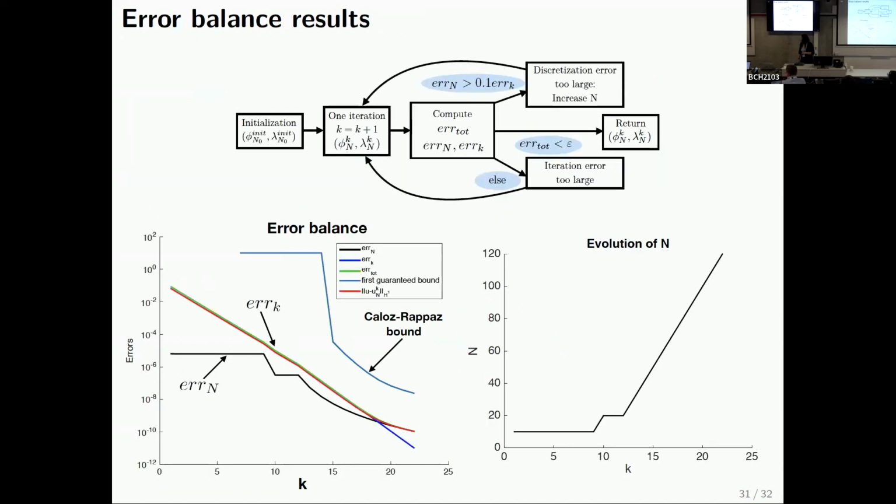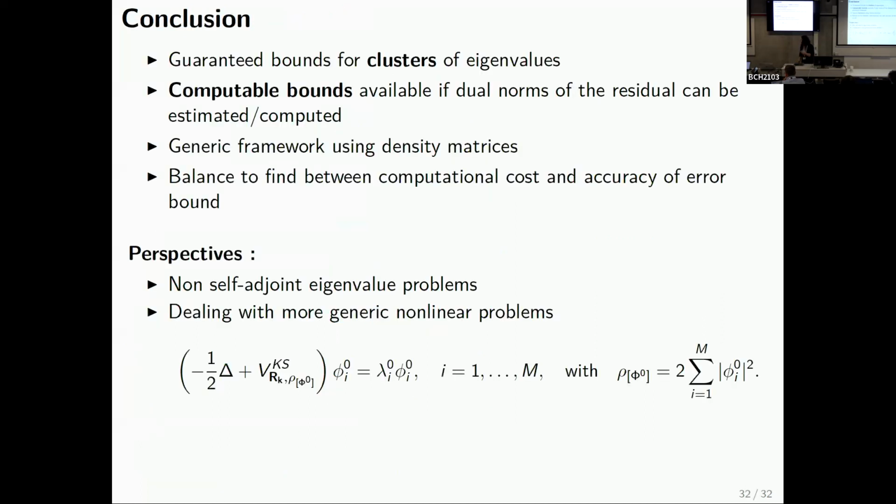And so this is what we get at the end. What we see is that at the beginning, the error in the dimension is really smaller than the other ones. So we just iterate. At the first iterations, the dimension is constant. And then we see that when the two errors get closer, we progressively increase the dimension of the discretization space.